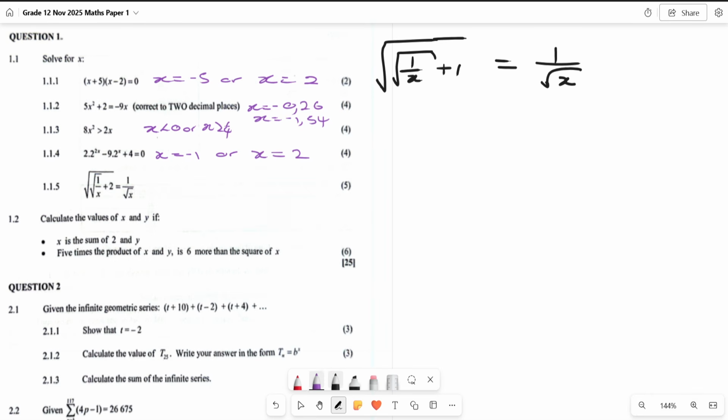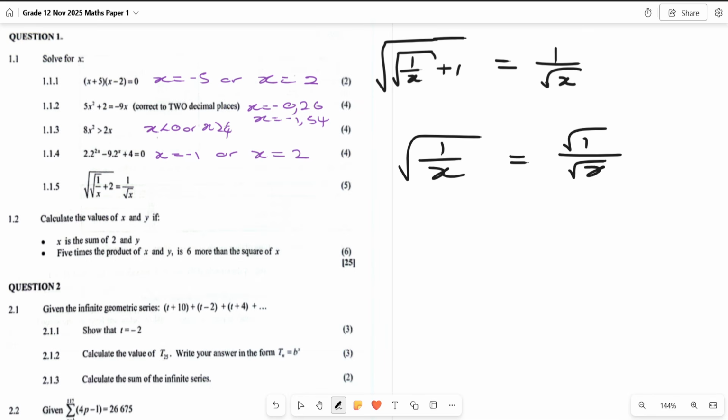So the reason why I showed you what I just showed you there is because of this part here, right? We now know that we can rewrite 1 over x. This is the same as saying 1 over root x, and this is us saying 1 over root x. And you will notice that it's the same on the right-hand side. Do you see that? It's the same on the right-hand side.